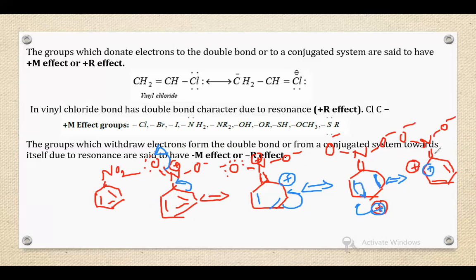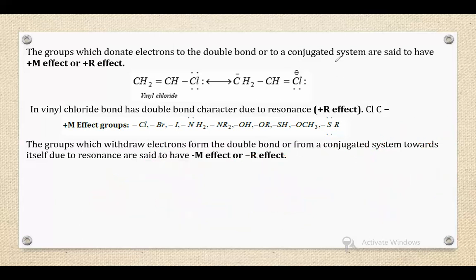So what happens? This positive charge delocalizes, the electrons move here, and this pair of electrons comes back to this position. We get the first structure back. This is the minus R effect, the negative resonance effect. You need to practice this, otherwise it's very difficult for you to write. You need to understand how to write this.